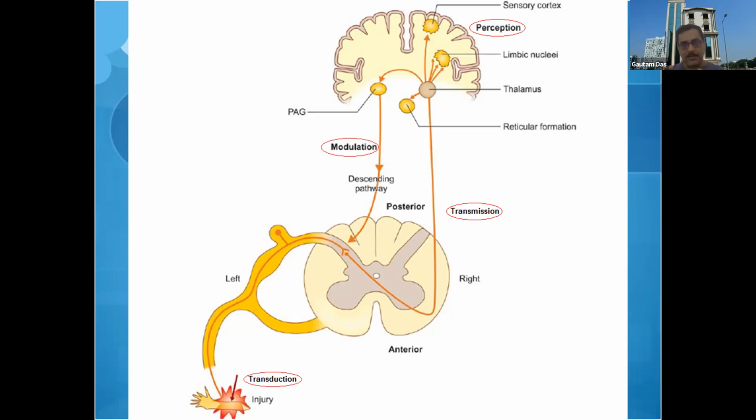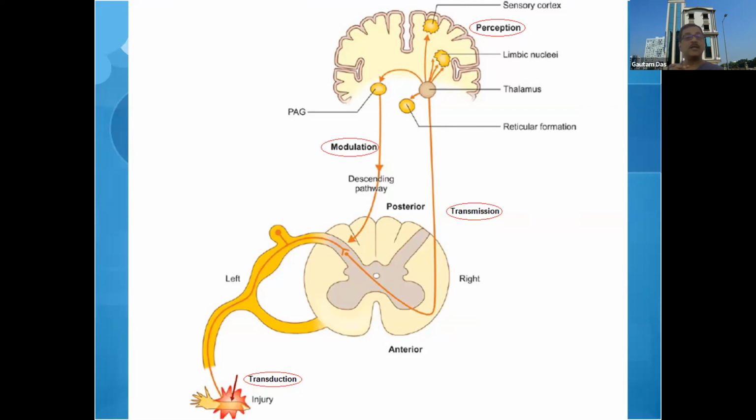So let us summarize. One is your pain transduction. Transduction means that if the noxious stimulus crosses the threshold, then one kind of energy will be converted to another kind of energy, that means electrical energy. Who is converting this? Nociceptors are converting it, and this process is called transduction. Next is your transmission: first order neuron, second order neuron, third order neuron, and two types of nerves. Next important area is your perception.